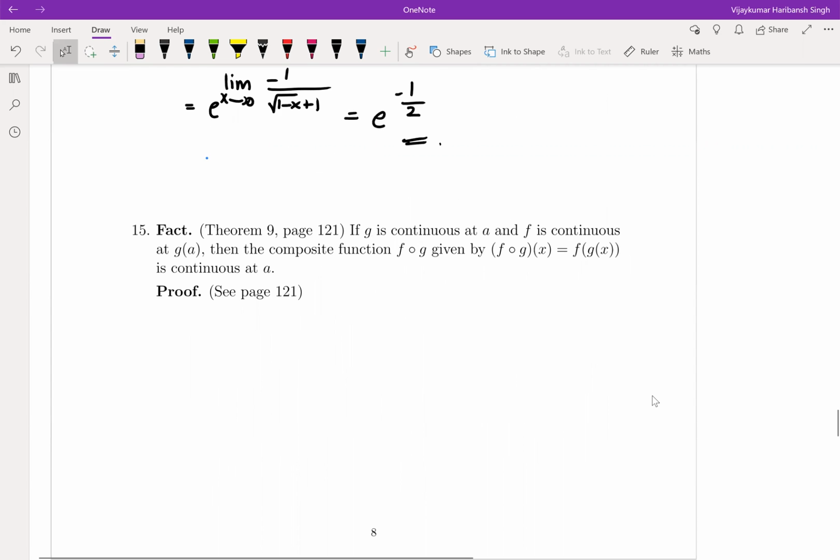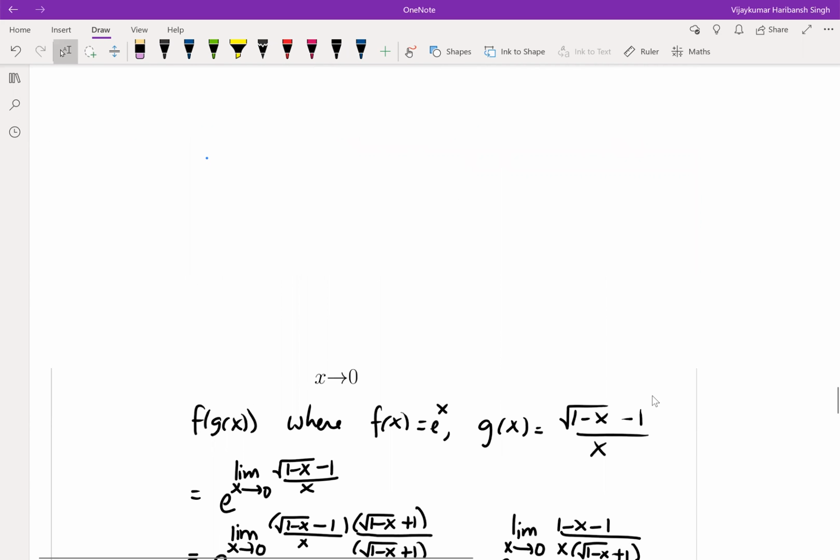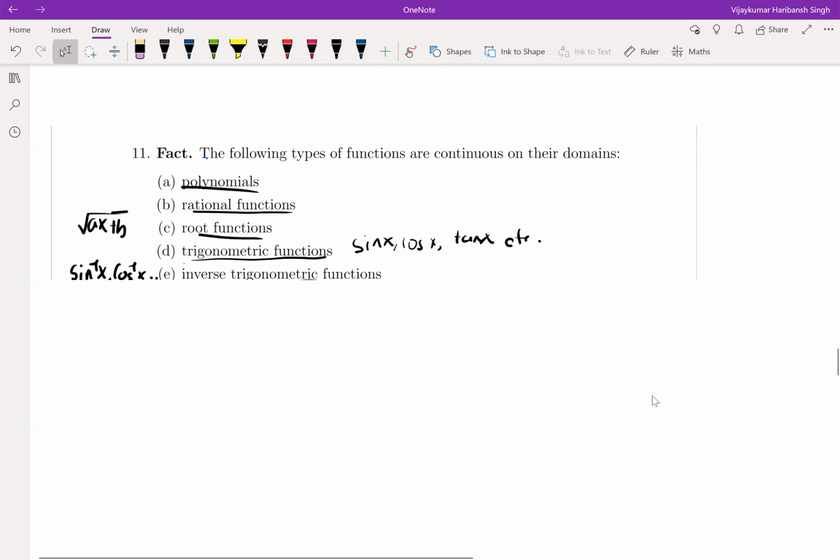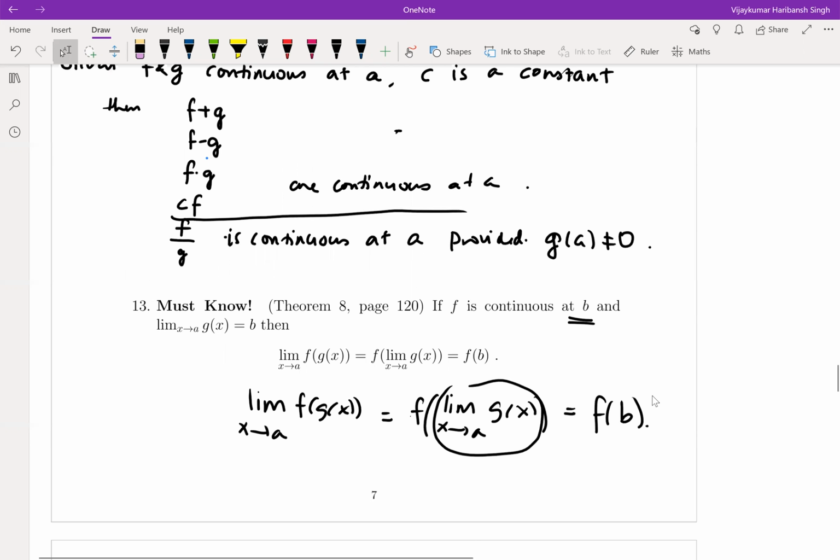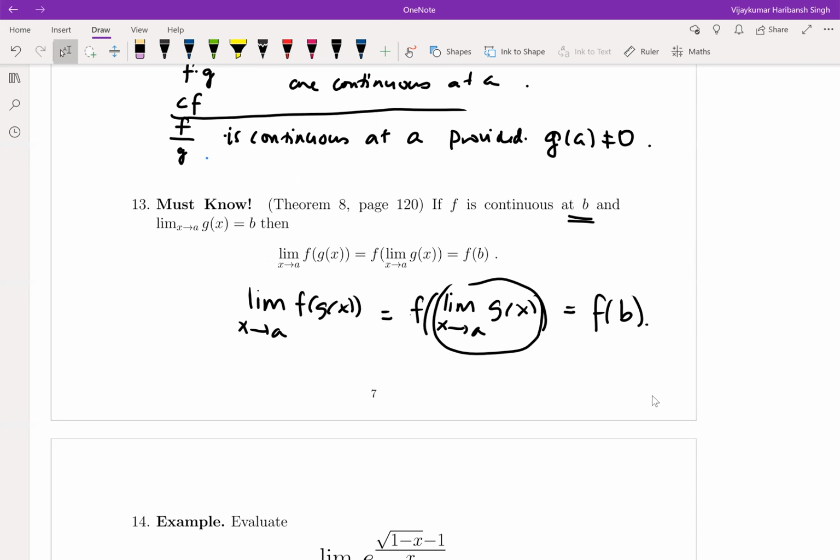So similarly, if we use the same concept here, if we use this result, you can prove the following. You can prove limit as x goes to a. So suppose f is continuous at b, that means what? Limit as x goes to b of f of x equals f of b. And suppose g is also continuous at a, that means limit as x goes to a of g of x equals g of a.